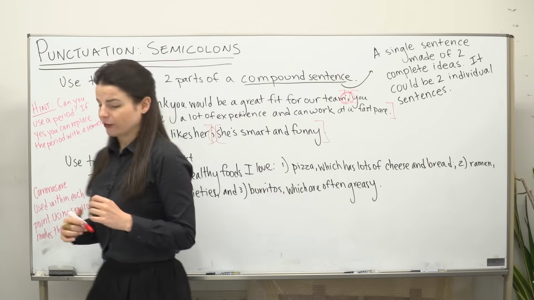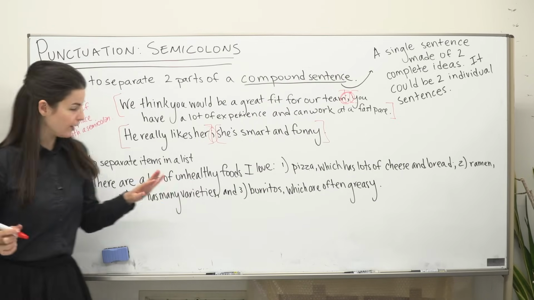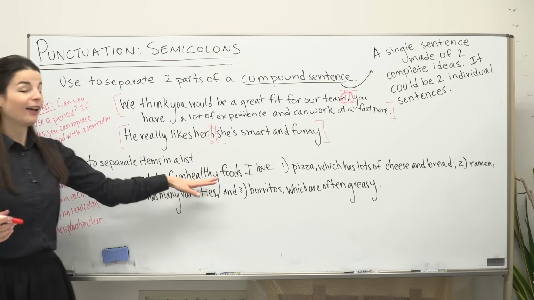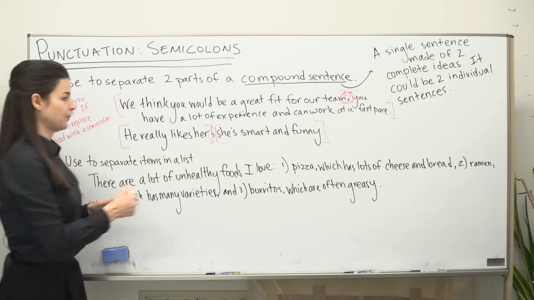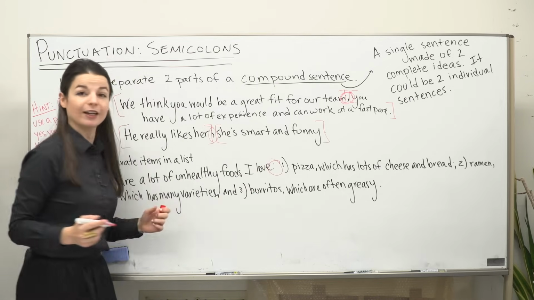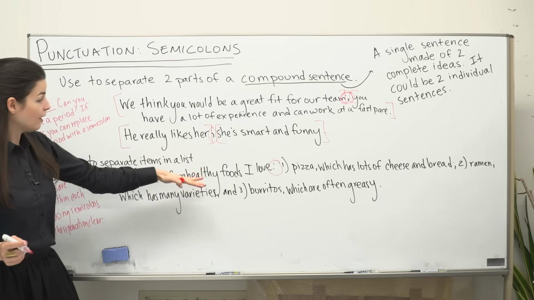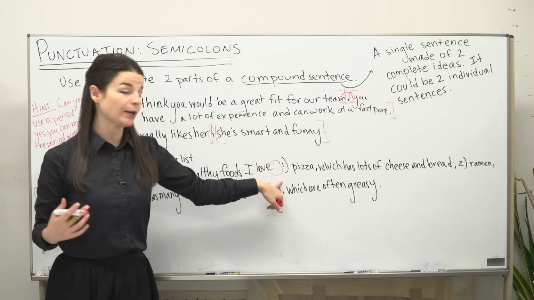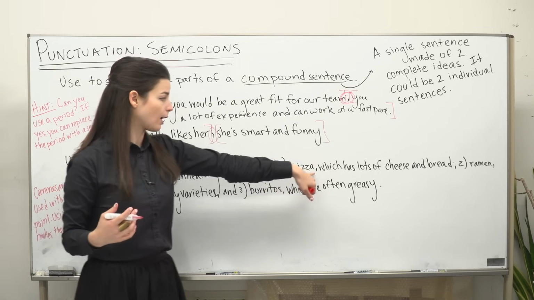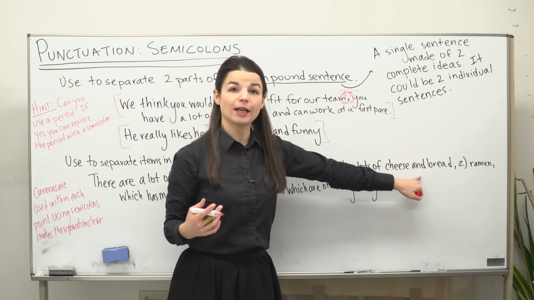Okay, I have a long sentence here. My example here is, there are a lot of unhealthy foods I love. So here's my introduction to my list. I'm introducing it with a colon here, actually. There are a lot of unhealthy foods I love. So here's number one. Item number one in my list. Item number one, pizza, comma, which has lots of cheese and bread.